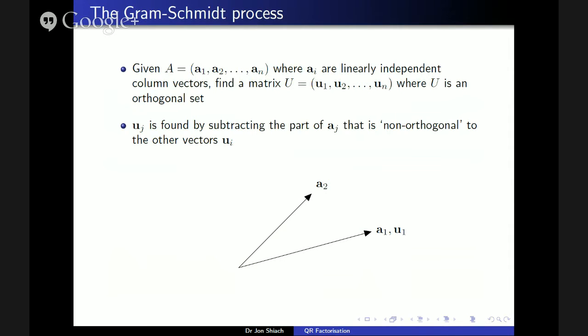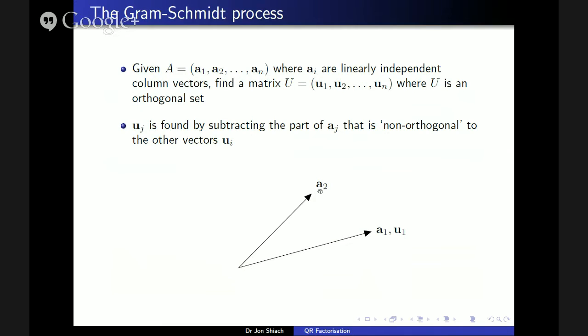Okay, if we have A1 and A2 to start with, I'm going to demonstrate it geometrically. Here we have a vector A1 and a vector A2. If I've only got A1, then U1 equals A1, because U1 doesn't have to be orthogonal to anything else. If you ignore A2 for a second, and I've only got A1 in my setup, U1 is just equal to A1.